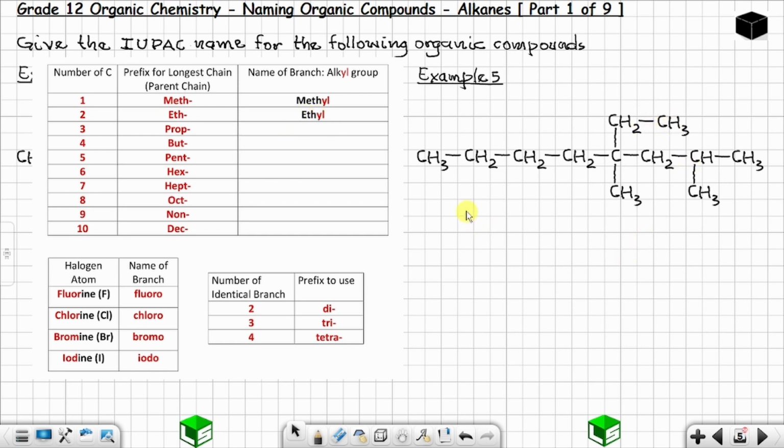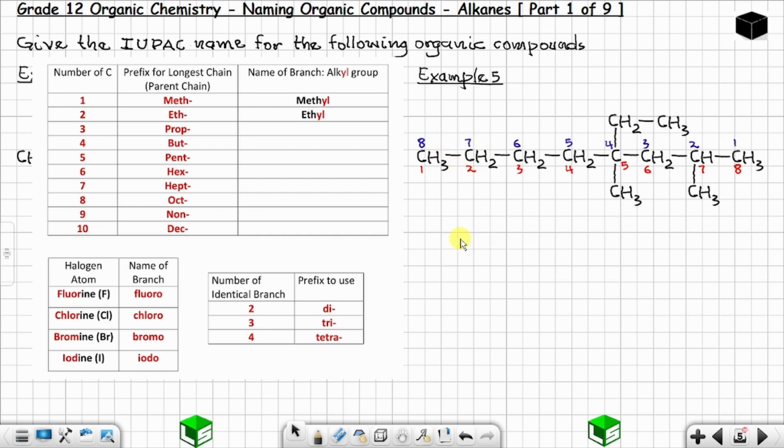Okay, let's see if we number it from left to the right. It will be 1, 2, 3, 4, 5, 6, 7, 8. What if we number it from right to the left? It will be 1 there, 2, 3, 4, 5, 6, 7, 8. You can see straight away that the right one will be from right to the left, because this one will give you the lowest combination. So the lowest one will be 2 and 4, not 5 and 7. So the right numbering will be the one in blue.